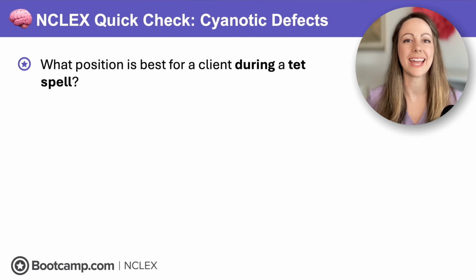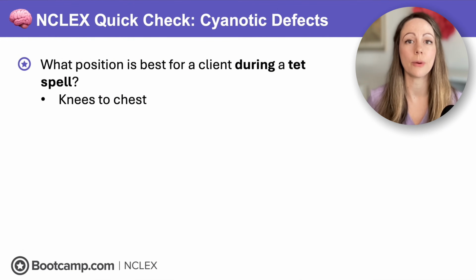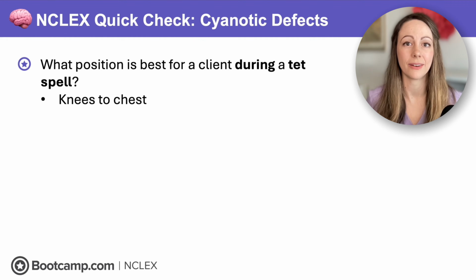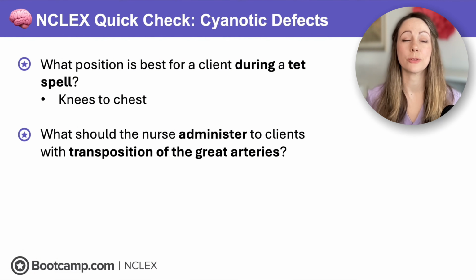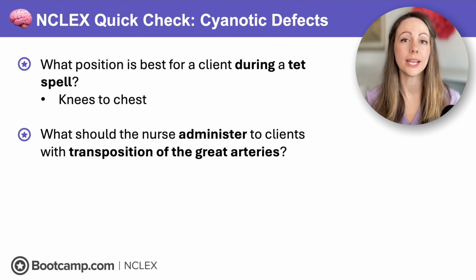Well, remember, that's that knees to chest. We need to increase that systemic vascular resistance and therefore increase blood flow to the lungs to be oxygenated. So what should the nurse administer to clients with transposition of the great arteries? Well, we need to keep that ductus arteriosus open to allow the mixing of that blood. So we need to give prostaglandin E1 to do that.